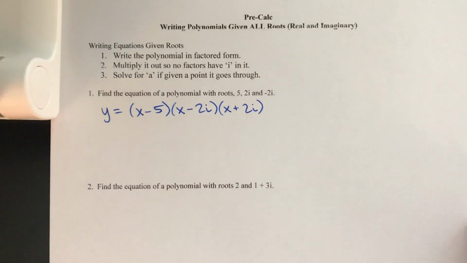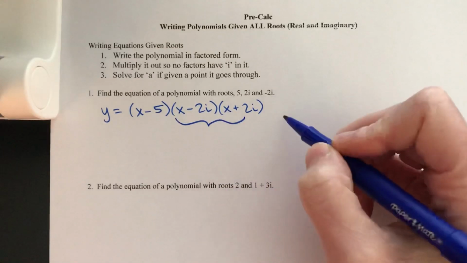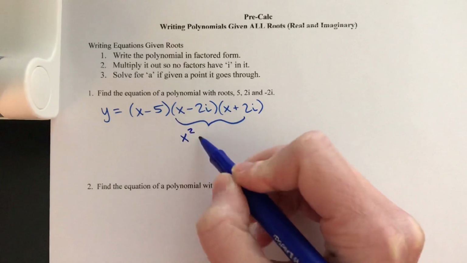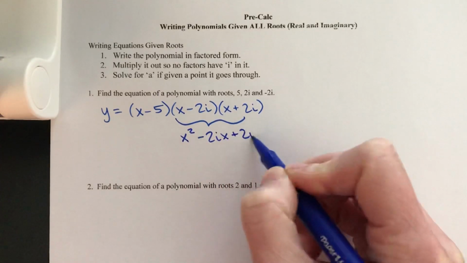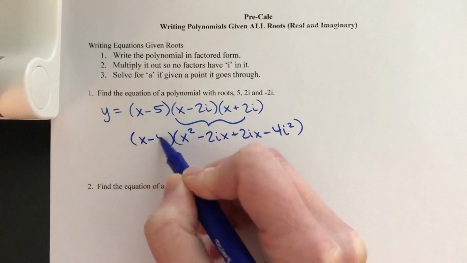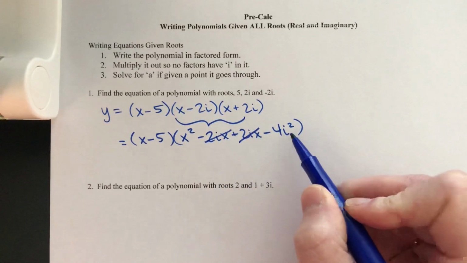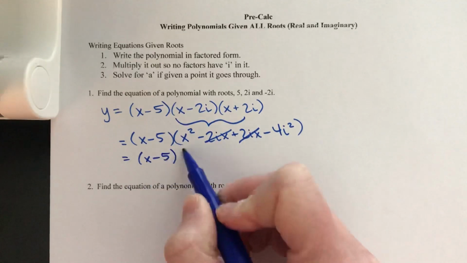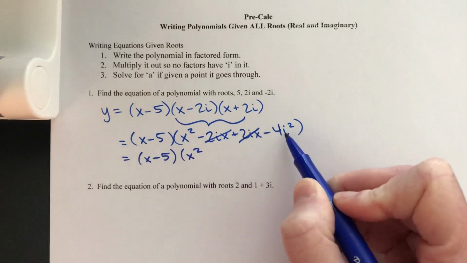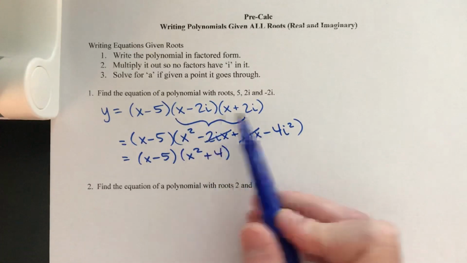But you have to remember that a polynomial doesn't contain any coefficients with i in it, so we're going to want to multiply this out. And so I'm going to just multiply these two. You can do it using box or FOIL method. So this would get me x squared minus 2ix plus 2ix minus 4i squared. Well, I can cancel out these middle terms, and then remember i squared is the same thing as negative 1. So this leaves me with x squared minus 4 times a negative 1, which is plus 4. And you can leave that in factored form, but it no longer has an i in it.